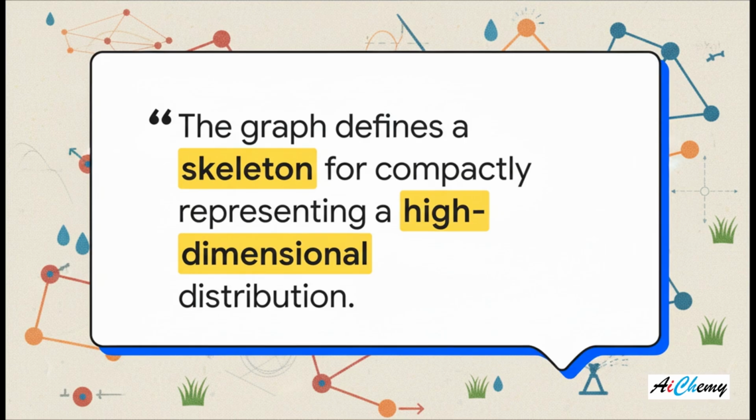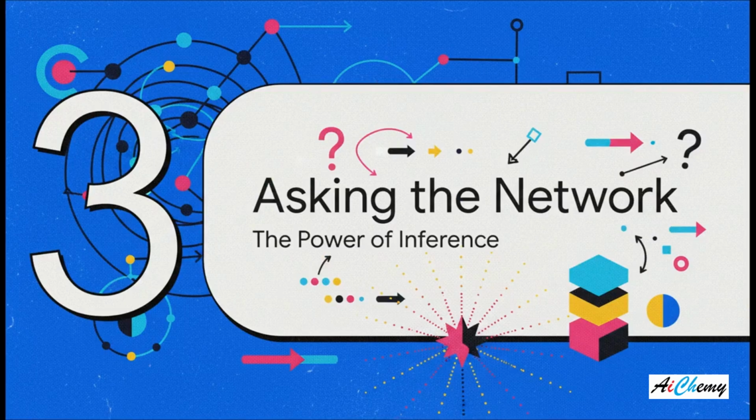The graph, or skeleton, gives us the recipe for how to combine them whenever we need to. It's so much smarter. Okay, this is where the magic happens. We've built the structure, we've added the probabilities. Now we get to ask it questions. We can finally put our model to work. And this whole process, this is called inference.